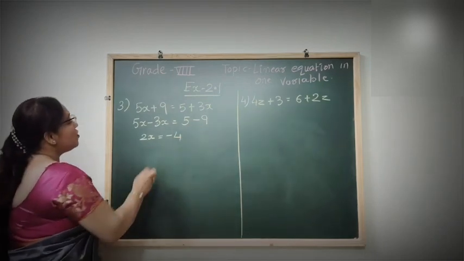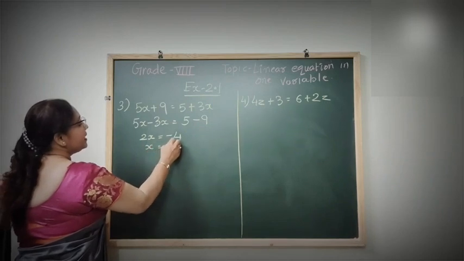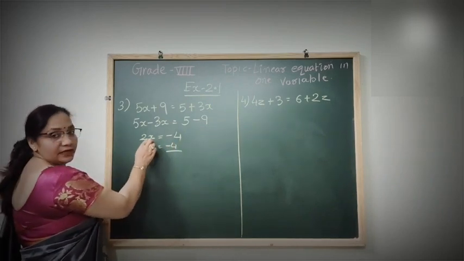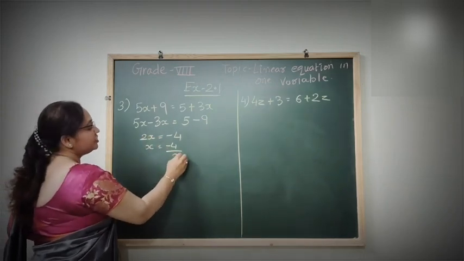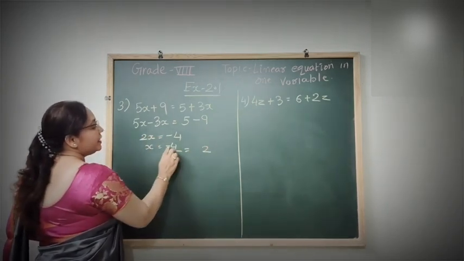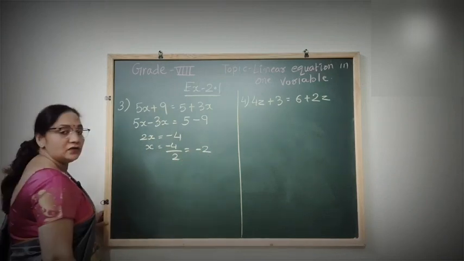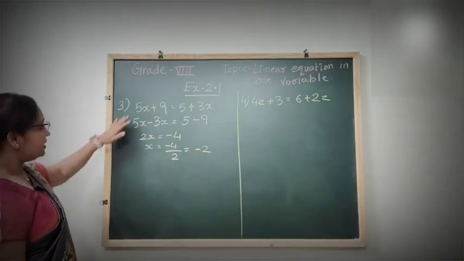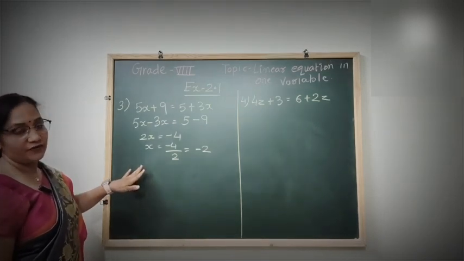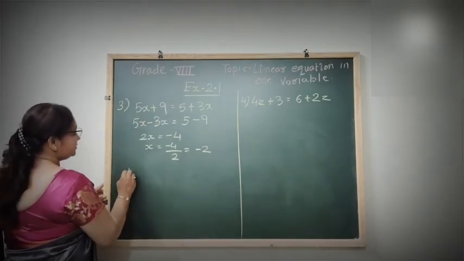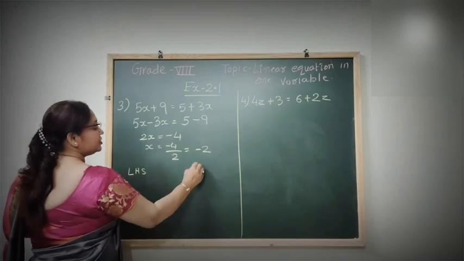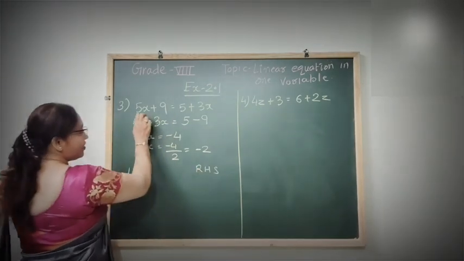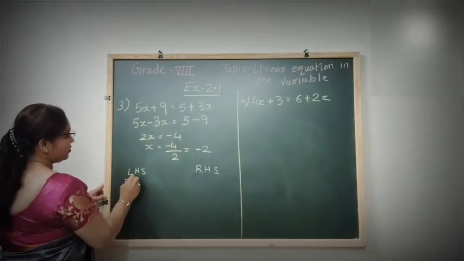Okay? So now, finding the value of x, minus 4 will be divided by 2. 2 is in multiplication, so we will take it into division. So 2 2s are 4, and here as it is a negative sign, here also we'll have minus 2. So as we have solved the equation, now let us verify the answer. LHS and RHS. So we have 5x plus 9.